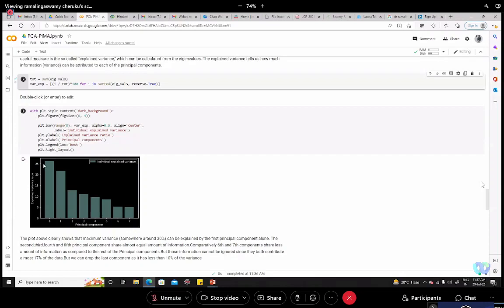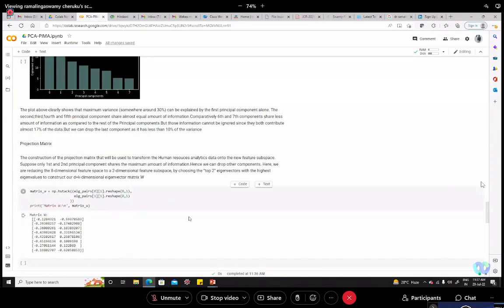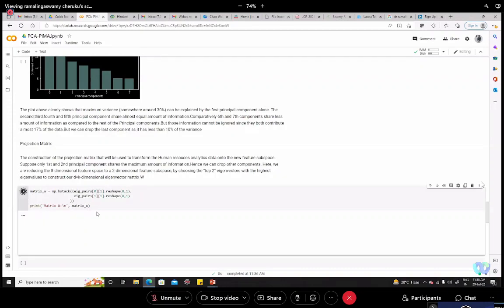So the maximum variance is preserved by the first two, three, four, up to the first 5 to 6 principal components. Suppose I want to achieve 90% information preservation, you have to consider the top 6 principal components, that is, your top 6 eigenvectors. For simplicity, I have considered only the top 2 eigenvectors because I want to preserve only 50% of information. Those two principal components are these.